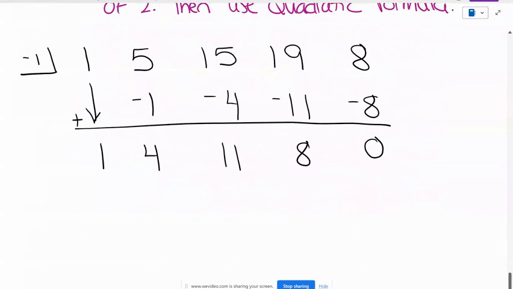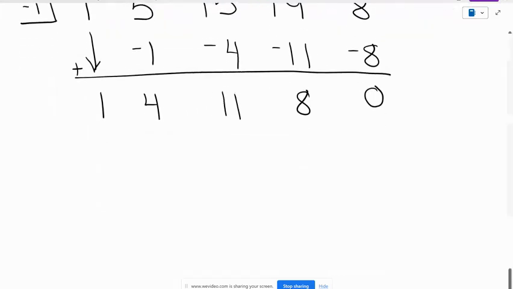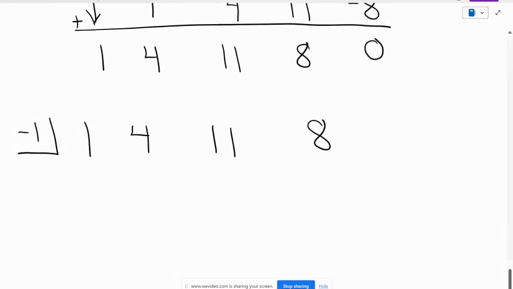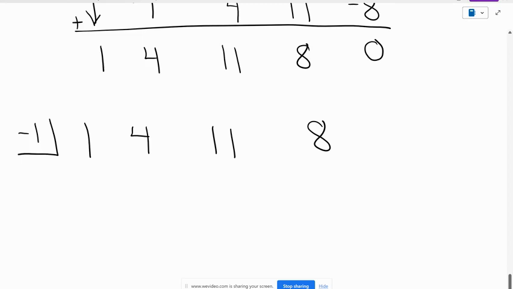What do I need it down to? A degree of 2. But because it's a double root, I'm going to have to use -1 again. If it weren't a double root, I would use whatever other root I saw. So now I'm going to use -1 again. And we are 1, 4, 11, 8. And you use your new coefficients. Use your new ones.